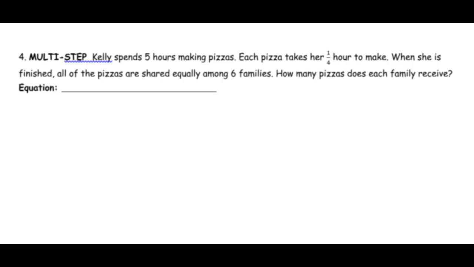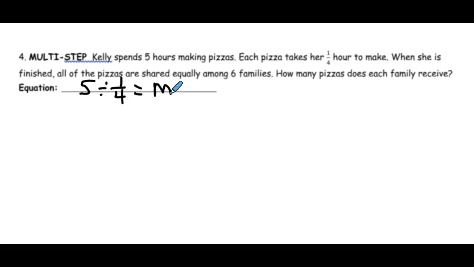Okay, guys, so starting at the beginning of the story, Kelly is spending 5 hours making pizza, and each pizza takes her 1/4 of an hour to make, okay? So our little clues there is that she has 5 hours, and she's breaking it down into quarter hours. So breaking it down into quarter hours means she's dividing. Your first equation is going to be 5 divided by 1/4 equals, I don't know, m, okay? So that's going to get you through the first half of the problem.